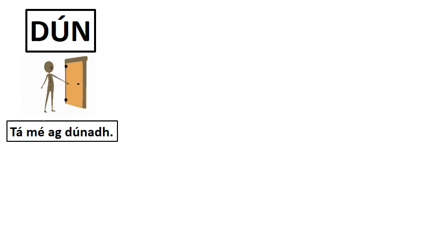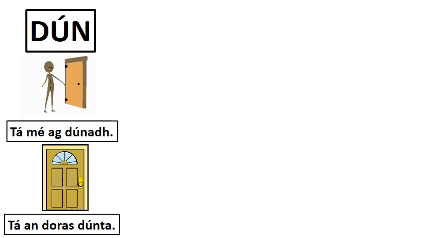After that we have what I call the ing part of the verb, and we always use the word ag for that. If we want to say we're closing, we say tá mé ag dúnadh. Say that with me. Tá mé ag dúnadh. I am closing. And then we have an adjective to say that something is closed. So tá an doras dúnta. The door is closed now. Say that with me. Tá an doras dúnta.